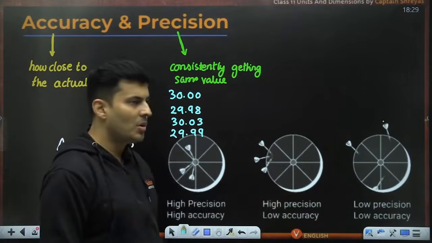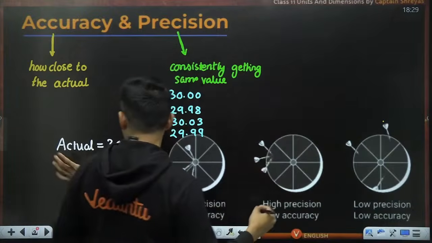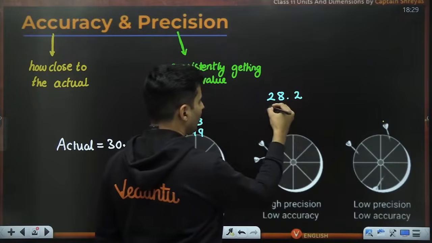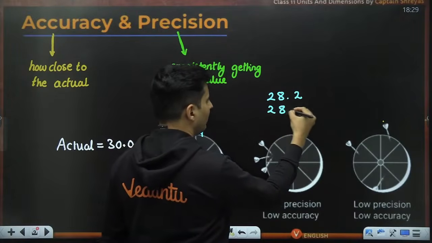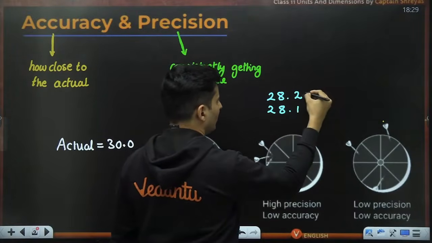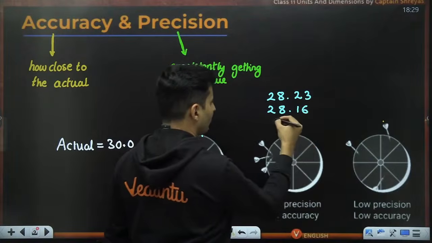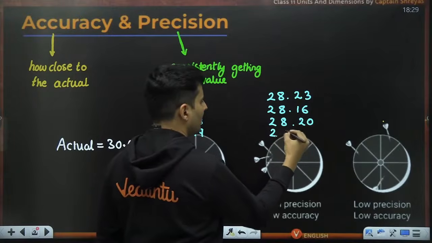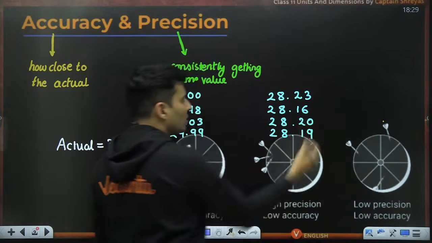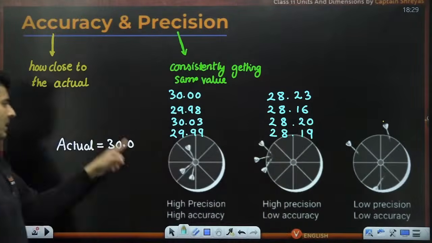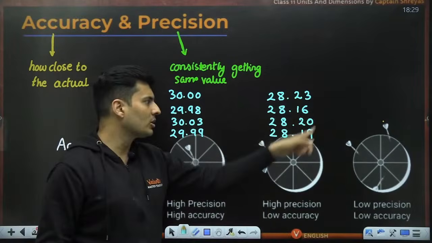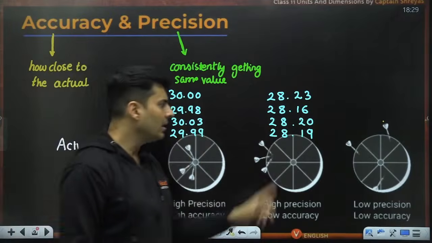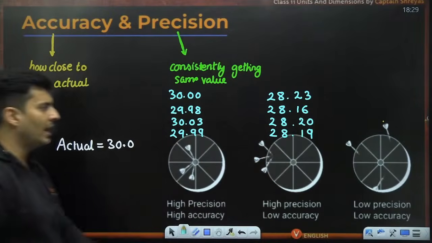But high precision, low accuracy would mean something like this. The real value is 30, but you are getting like 28.2, 28.2316, 28.20, okay, 28.19. So this is definitely off from the real value, but you are very close to 28.2. So, very precise, but definitely not accurate as compared to the actual value.